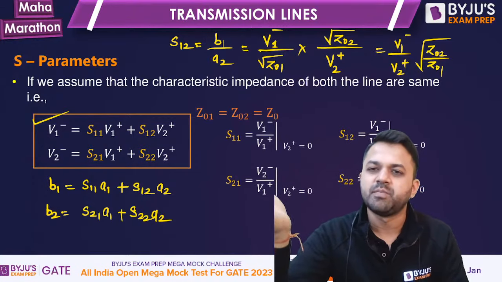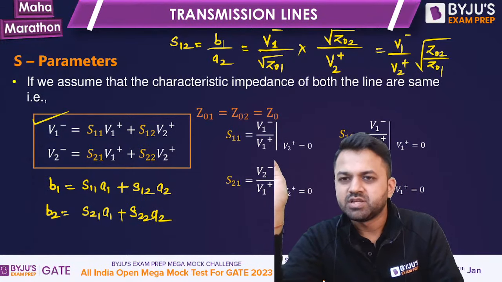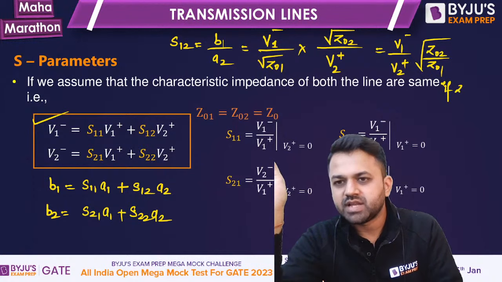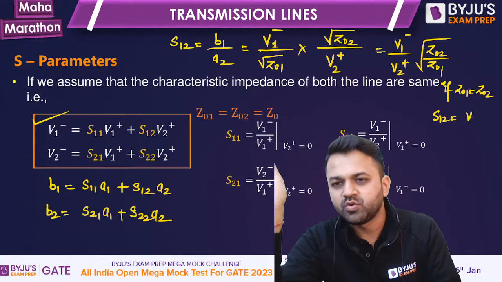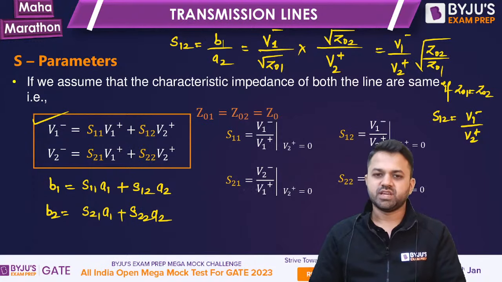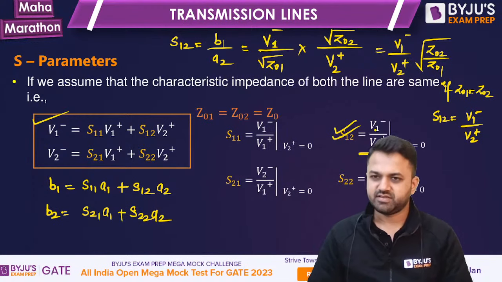Suppose the characteristic impedance of both the ports is the same. Then S12 is equal to V1 minus divided by V2 plus. So here you can see that S12 is equal to V1 minus divided by V2 plus. So this is how you write it.